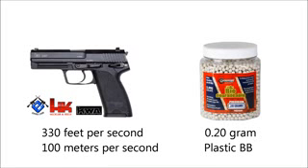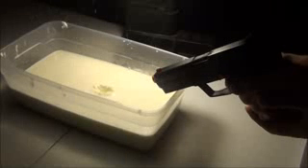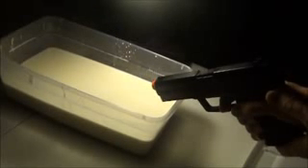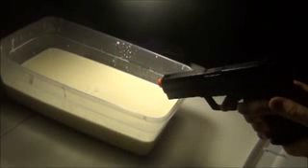Now we will subject the oobleck to a 0.2 gram plastic BB shot from a propane-powered pistol. Observe the splintering of the oobleck upon impact of the BB and how it reintegrates into the rest of the fluid. See how the water does not stop the BB nearly as much as the oobleck.